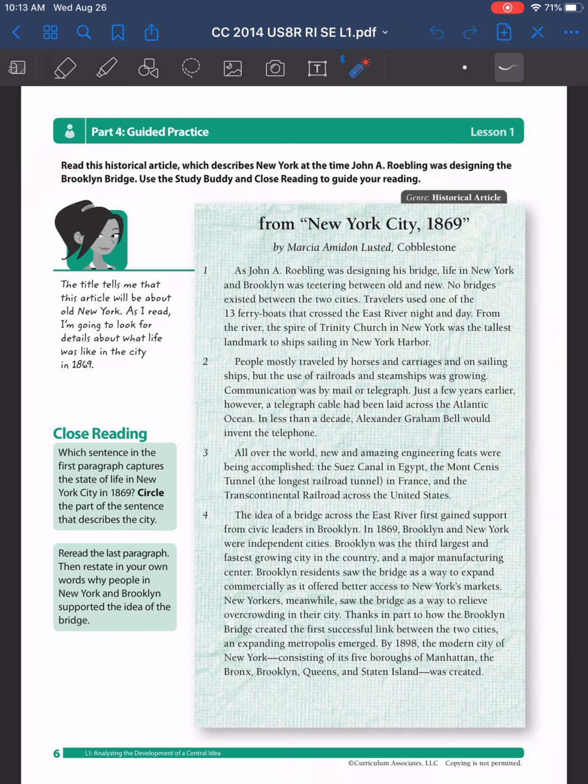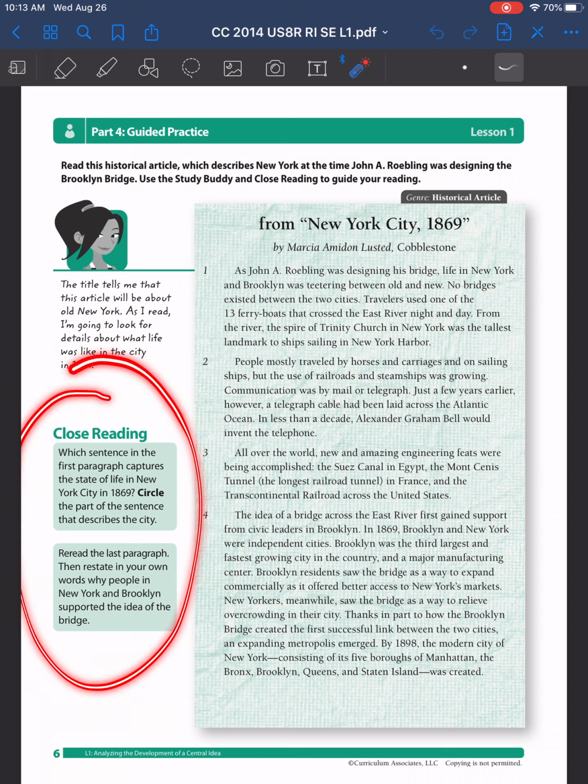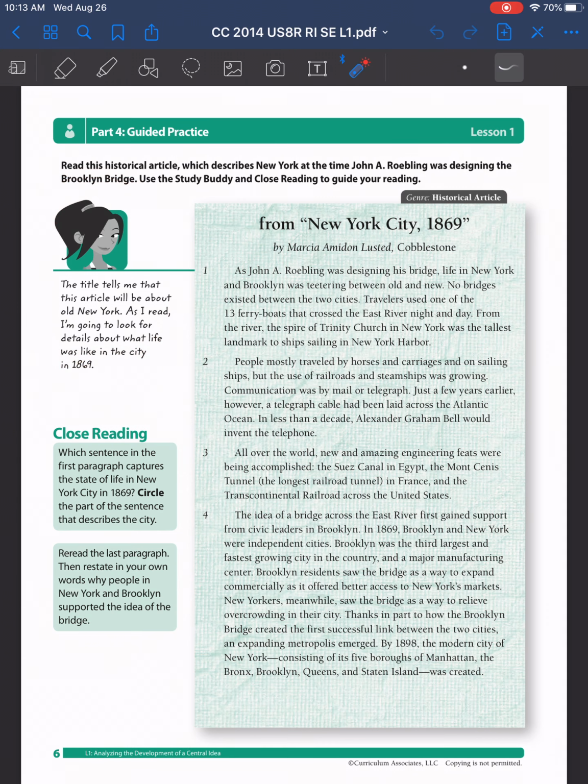Read this historical article, which describes New York at the time John A. Roebling was designing the Brooklyn Bridge. Use the Study Buddy and Close Reading Guide, which is over here, to guide your reading. I like to look at these first, just so I can keep them in my mind as I'm reading.